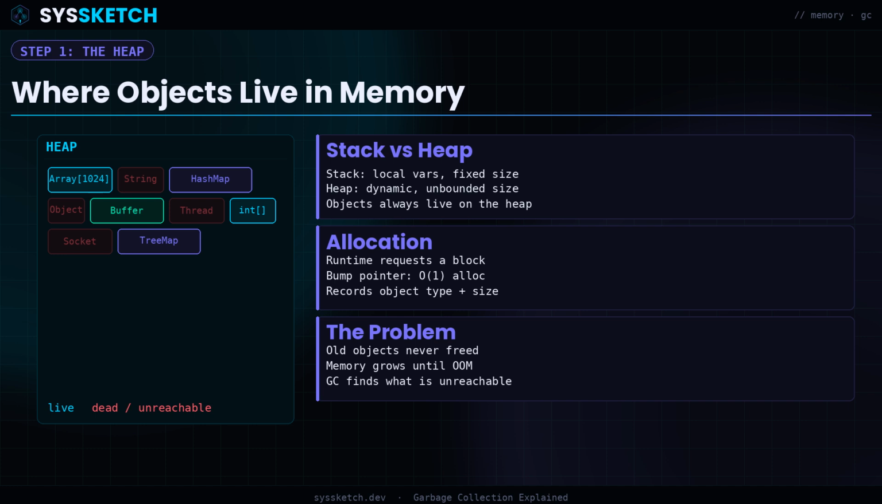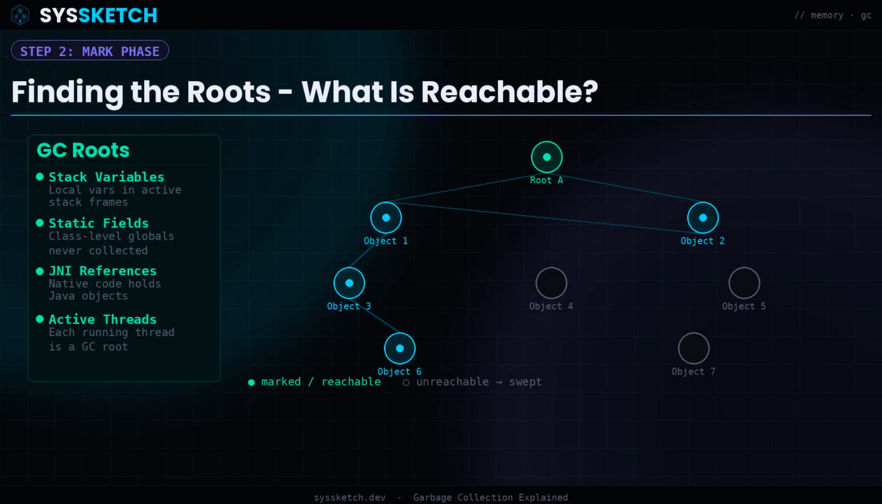First phase of tracing garbage collection is the mark phase. The collector starts from a set of known live references called GC roots. Roots are references the runtime can prove are reachable right now. Local variables on active stack frames, static fields on classes, references held by native code through JNI, and active threads themselves. From every root, the GC follows every reference it finds transitively, building a complete graph of everything reachable from anywhere in the program. Any object in this graph is marked as live.